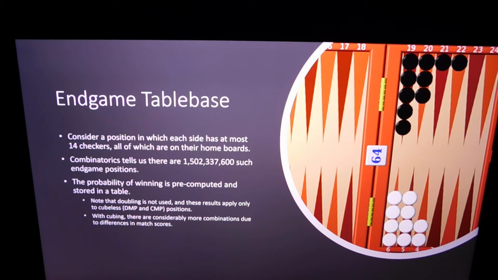So for the two cases that we talked about, the double match point and the cubeless match point, can we make use of this table? It's kind of an open problem whether or not you can use an endgame table in the general case. I encourage my viewers to look into that.